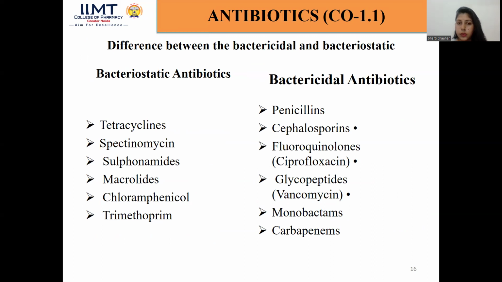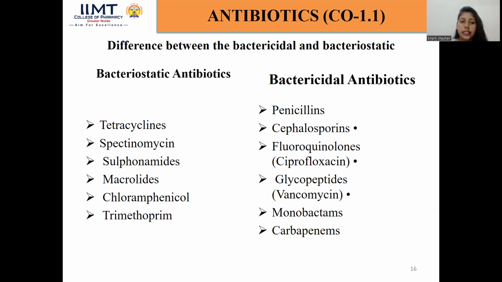Now, this was the history, and now you should know the difference between bactericidal and bacteriostatic. What are bacteriostatic antibiotics? Bacteriostatic antibiotics are those which inhibit the growth of the bacteria, right? And bactericidal antibiotics are those antibiotics that kill the bacteria. So this is the basic difference. Bacteriostatics only inhibit growth without killing, and bactericidal kills the bacteria.